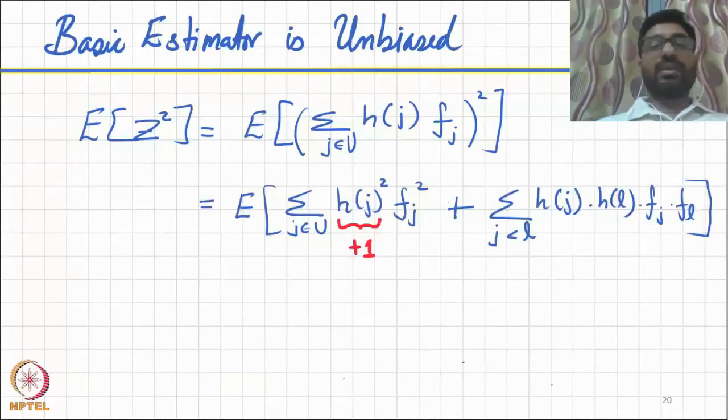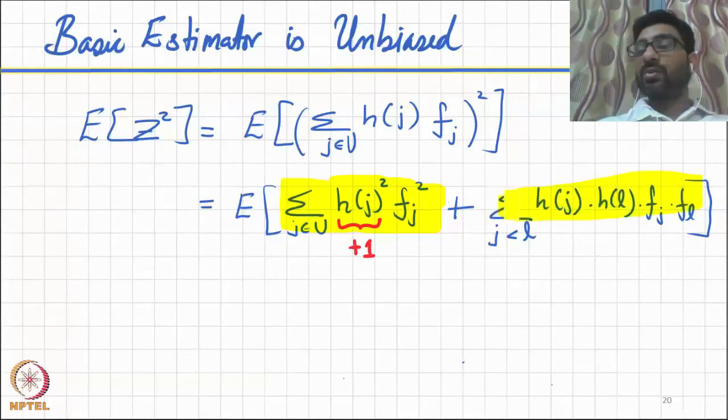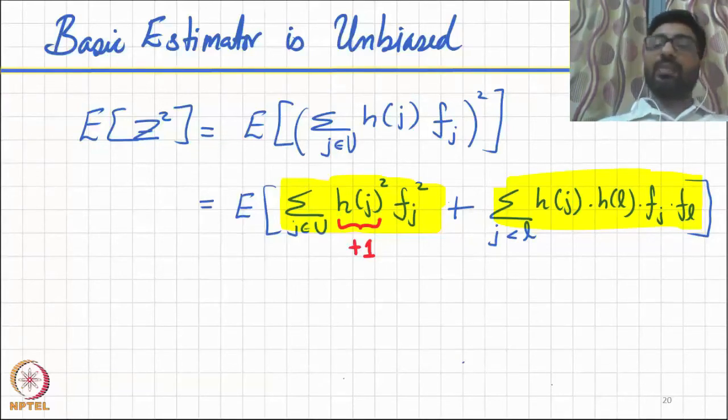Okay, and now let's expand this out. We will get two types of terms. In the first type of terms, we will have hj squared, and if you notice, hj squared, whether hj is +1 or -1, the squared value is going to be +1. So in this case, hj squared can be replaced by a 1. The other set of terms are those that have not hj squared, but hj times hl, where j and l are two different elements in the universe.